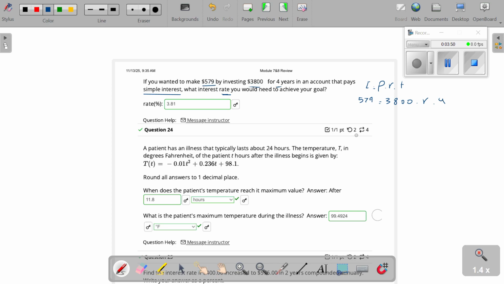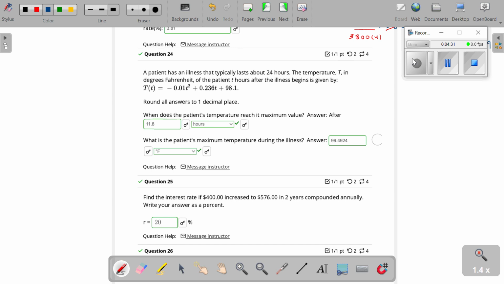So write 4 here. Now to solve for R, we need to divide the left side by 3,800 times 4. Because these two are multiplied, so we're going to divide them. So these two will cancel. And R will be equal to 0.03809, and we can round it to 3.81%.